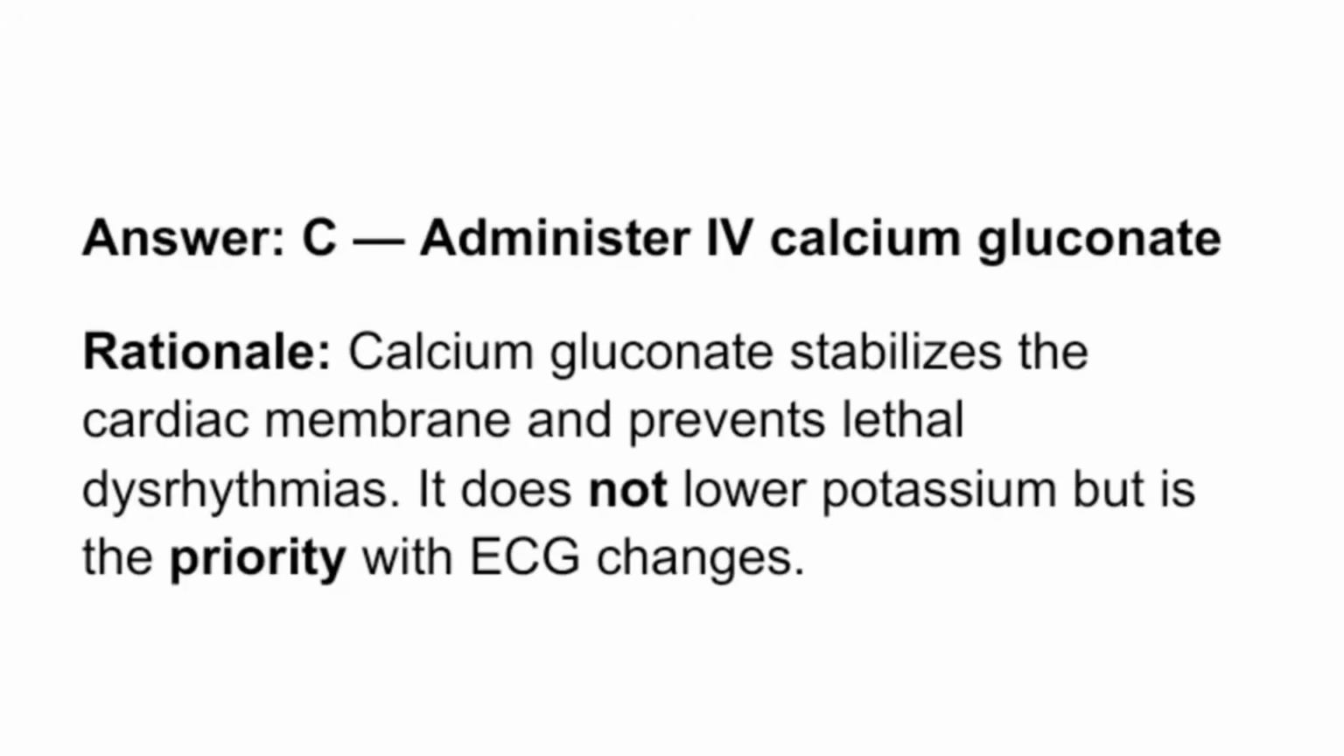Answer is C. Administer IV calcium gluconate. Rationale: calcium gluconate stabilizes the cardiac membrane and prevents lethal dysrhythmias. It does not lower potassium, but it is the priority with ECG changes.